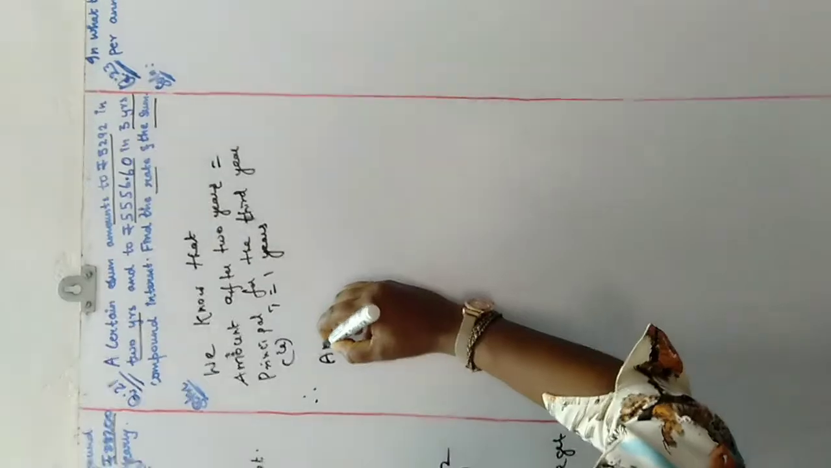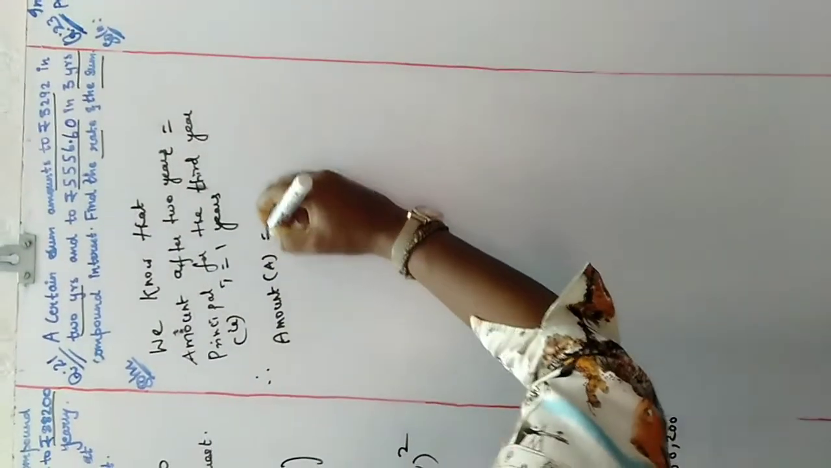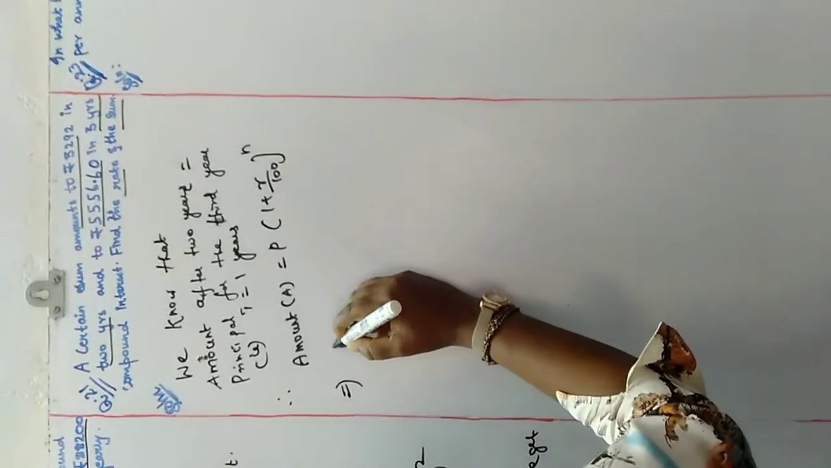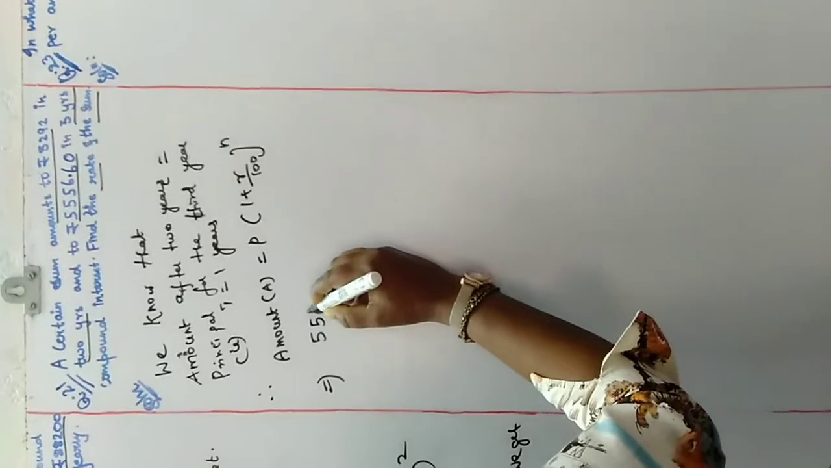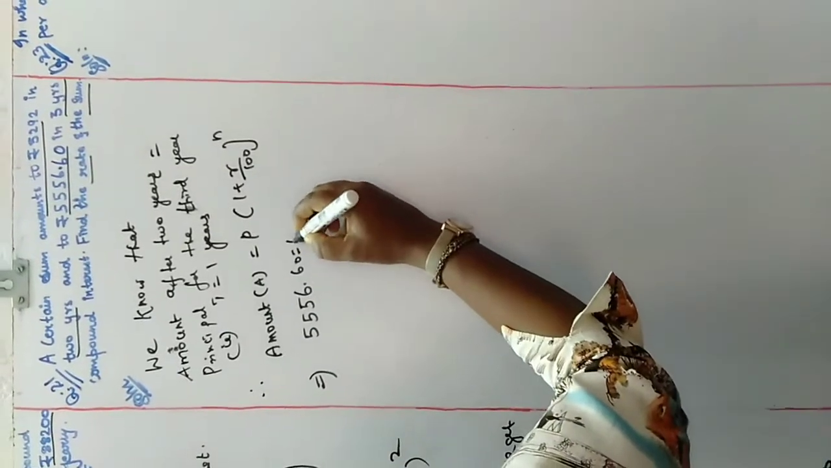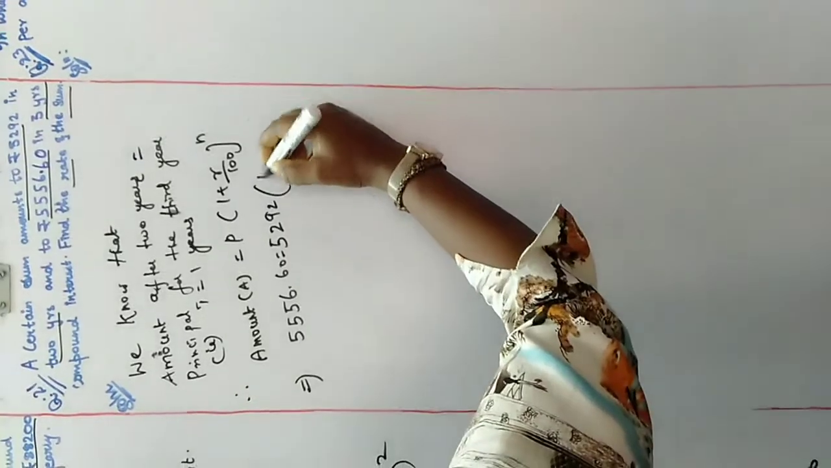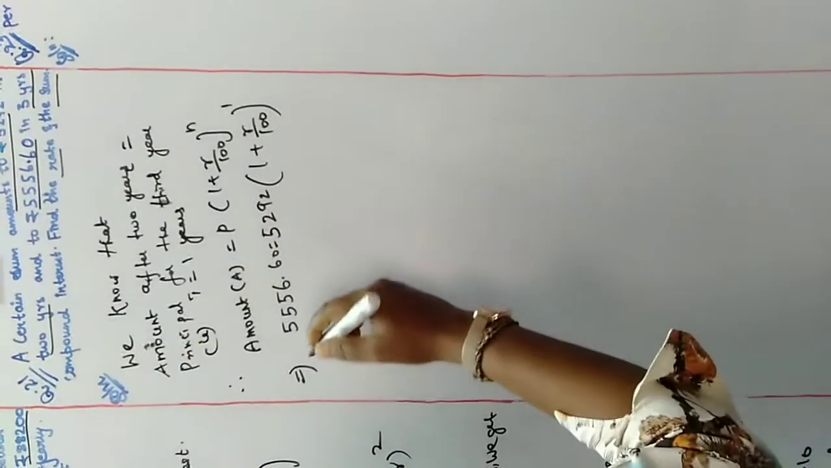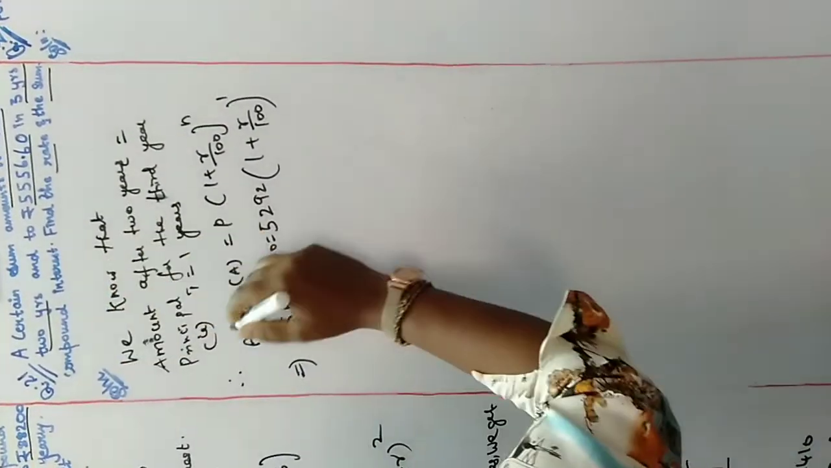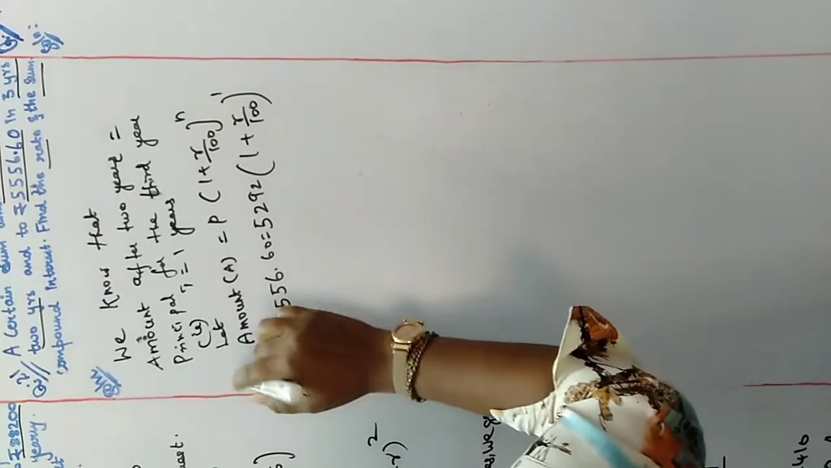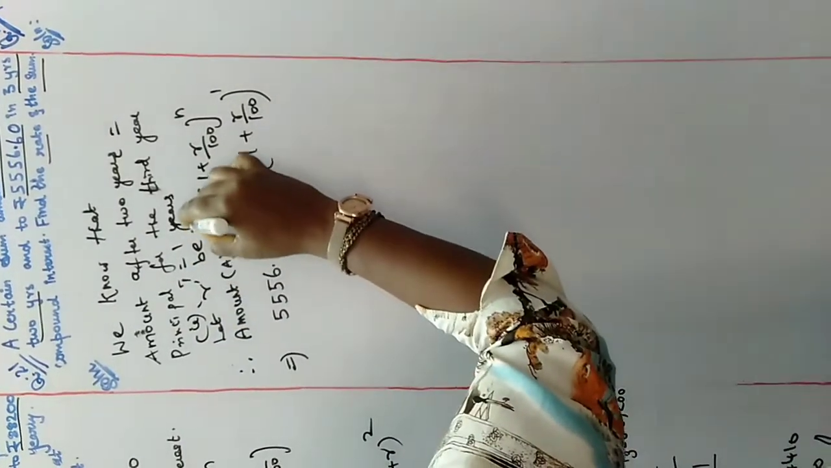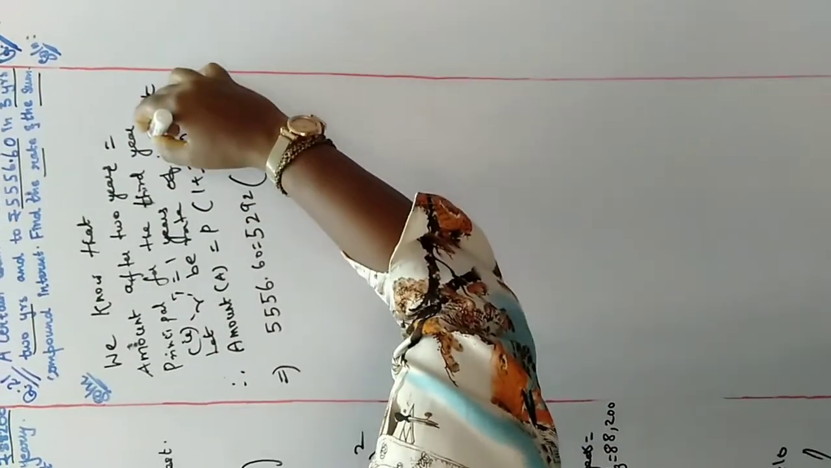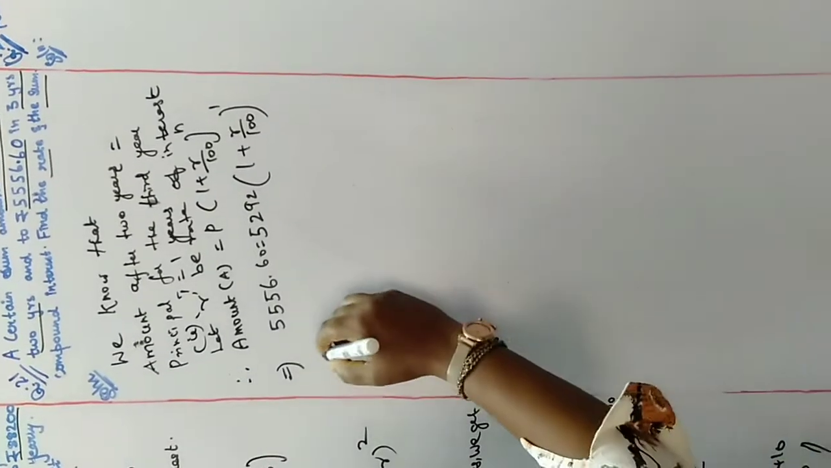So therefore amount A becomes P into 1 plus R by 100 the whole power n. Which implies 5,556.60 equals 5,292 into 1 plus R by 100 the whole power n. Okay, before this, you want to write it: let R be the rate of interest.